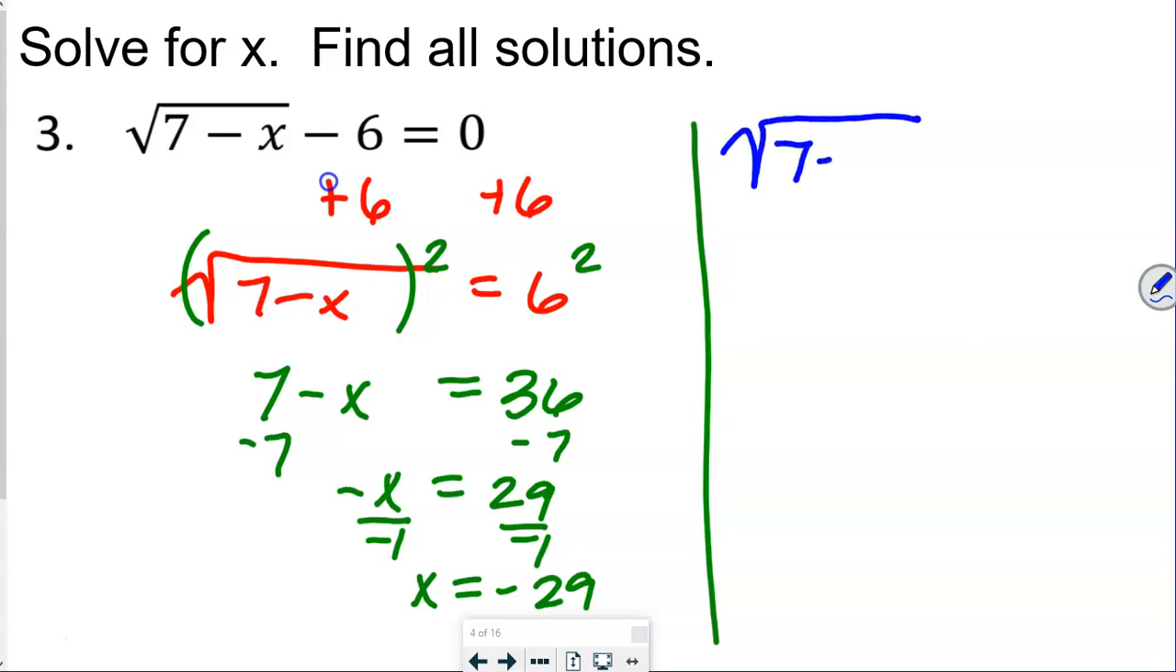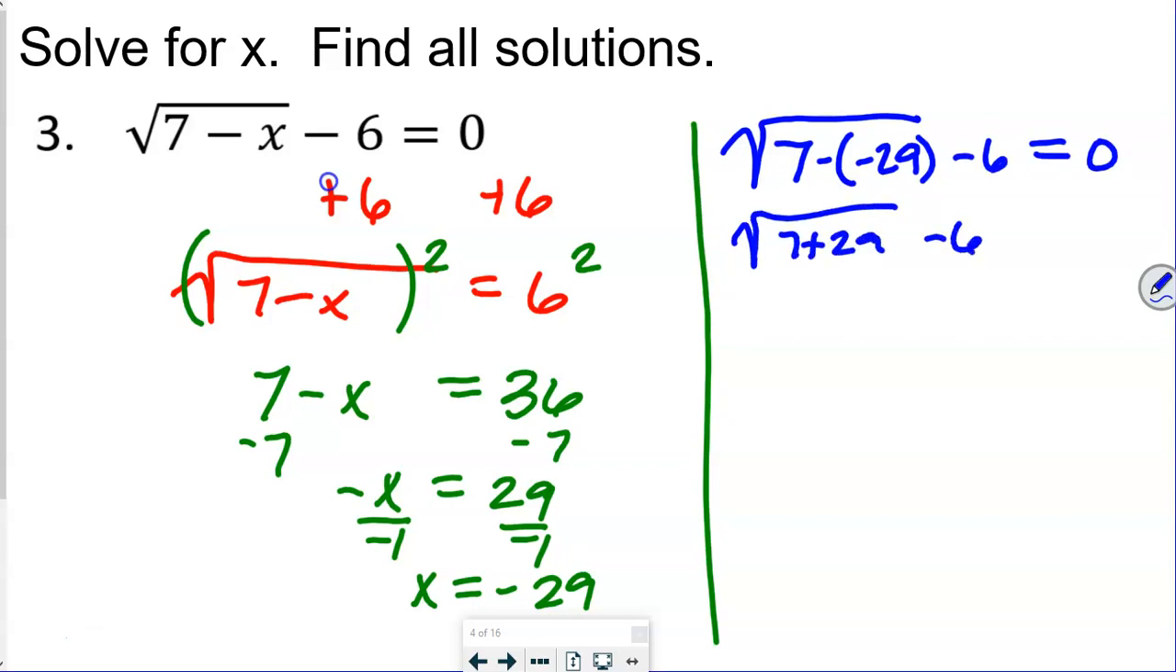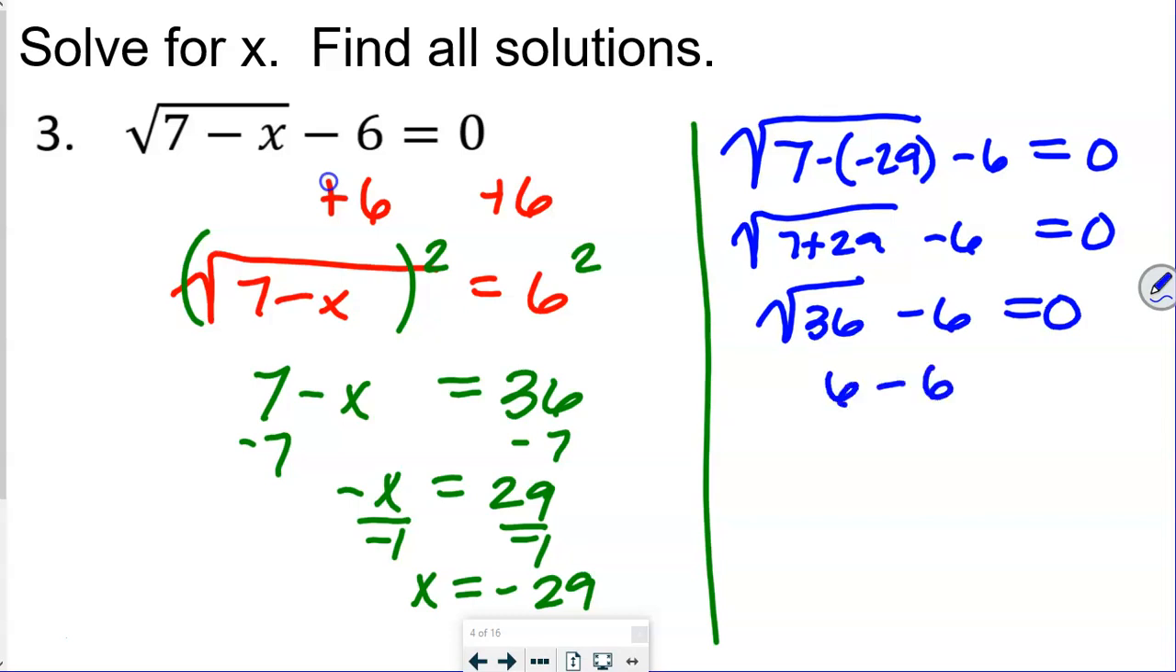So we got 7 minus (-29), minus 6 equals 0. So this is going to be 7 plus 29. So that's going to be the square root of 36 minus 6 equals 0. So this is 6 minus 6 equals 0. So 0 does equal 0. So that is a valid solution right there.